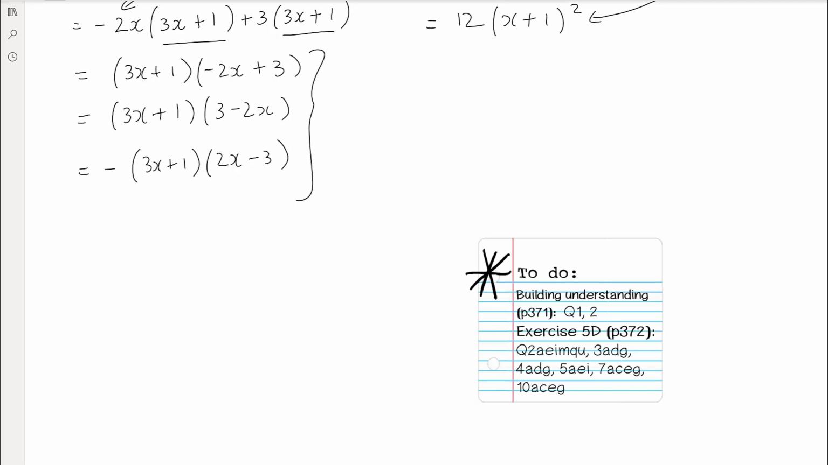Okay, but the work today: a couple of questions from the building understanding section and then exercise 5D.